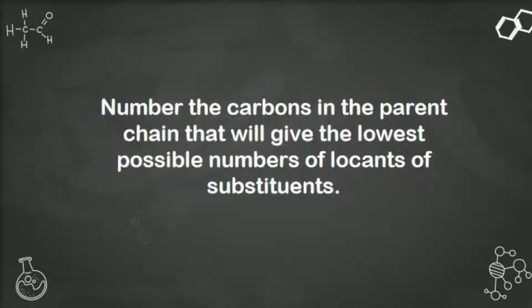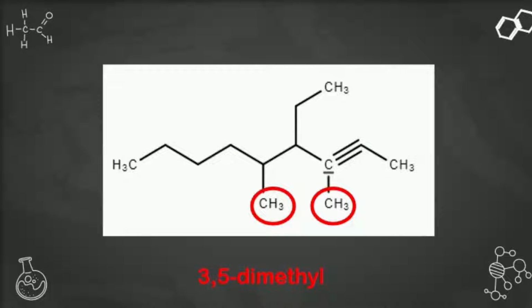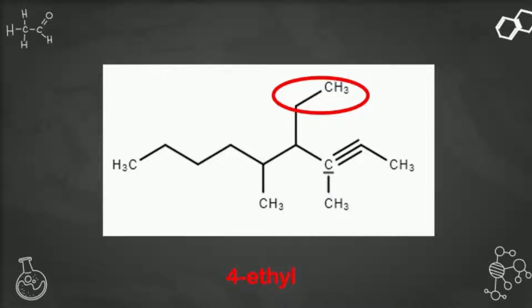Next is to number the carbons in the parent chain so that it gives the lowest possible numbers of locants for the substituents. We already identified a while ago the locant of the triple bond, so we will just follow that numbering. So we number it from the right: 1, 2, 3. We have a methyl at 3, and another methyl at 4, 5. So they are located at the 3rd and 5th carbon and there are 2 methyls, so we use the prefix di. So we have 3,5-dimethyl.